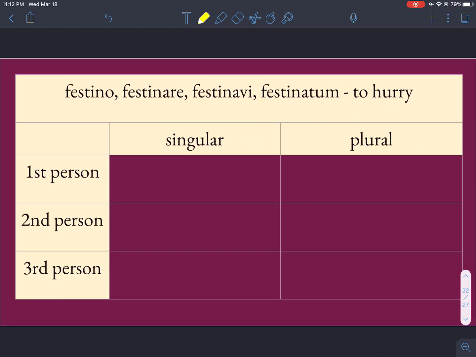And welcome back. Okay, so number 1, festino, festinare, festinavi, festinatum means to hurry. All right, so step number 1, you have to find the third principal part. Okay, so it's festinavi. All right, step 2, drop the I. So you're left with your stem, which is festinav. Okay, so let's do the stem with the endings.